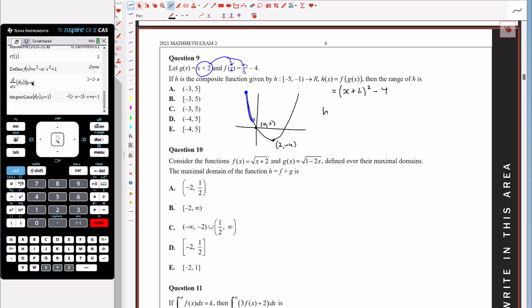So let's try again. This time when x is -5, h of -5, we get (-5 + 2)² - 4. So it's (-3)², which is 9, minus 4. So it's going to be 5. And h of -1 is (-1 + 2)², so it's 1², which is 1, minus 4 is -3. Okay, so my graph goes from the point (-1, -3) up to the point (-5, 5). And we still haven't got an answer.